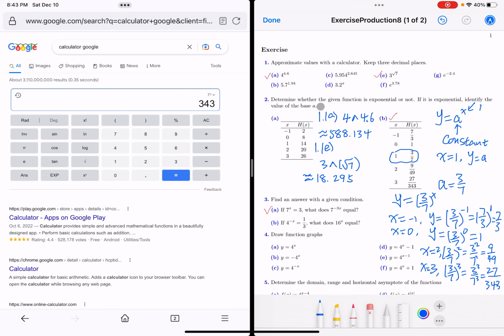So here, determine whether the given function is exponential or not. The answer would be yes. You may write yes here. And then, if it is exponential, identify the value of the base. And here we have the answer. All right? Okay, I'll see you next time.